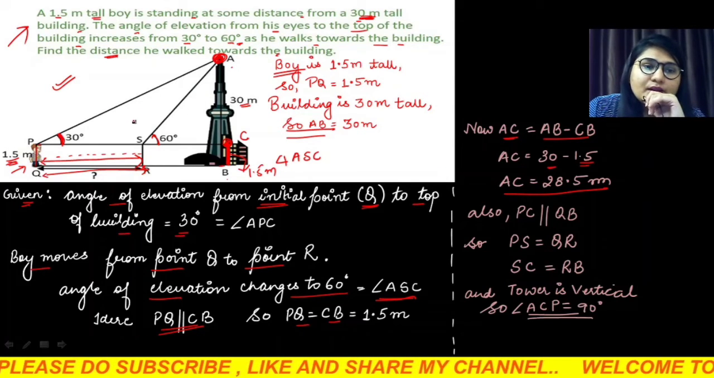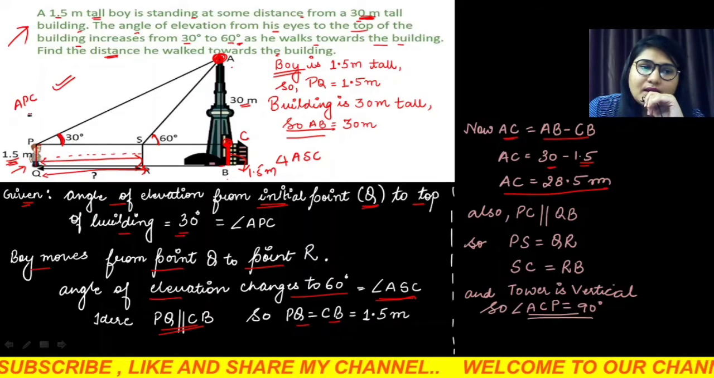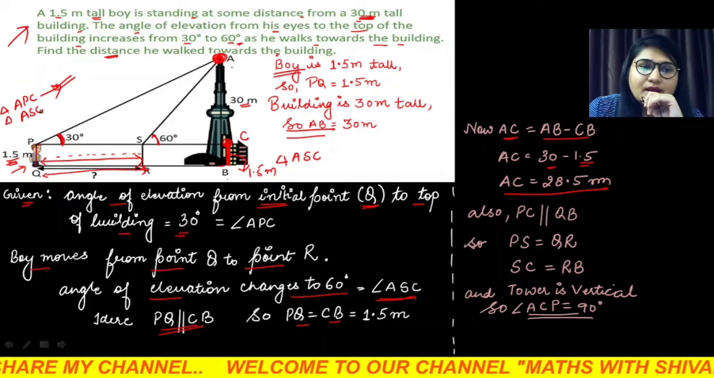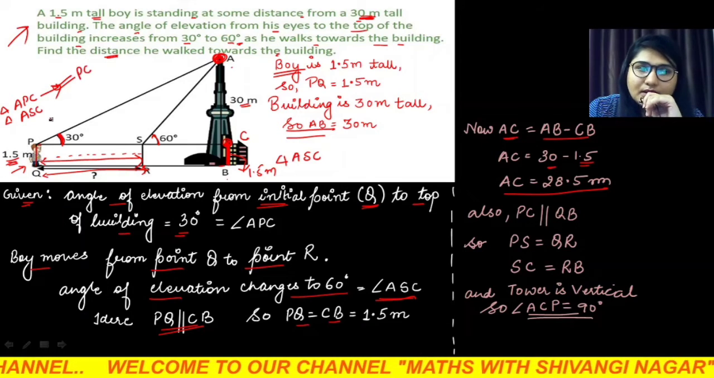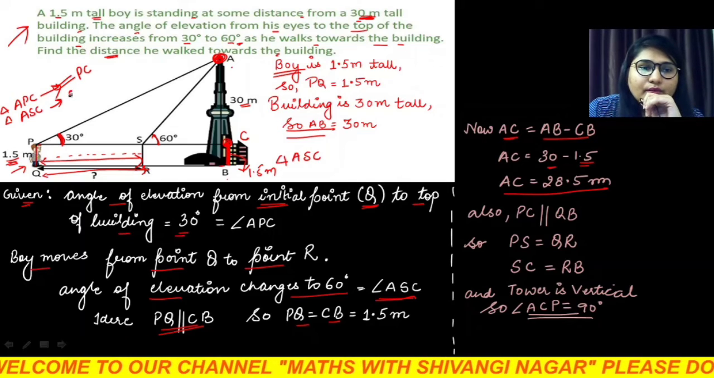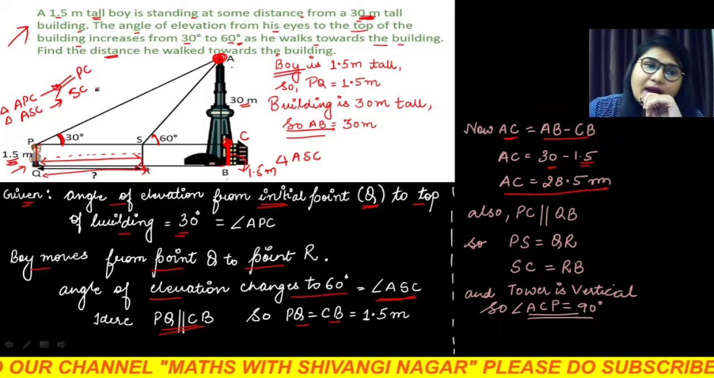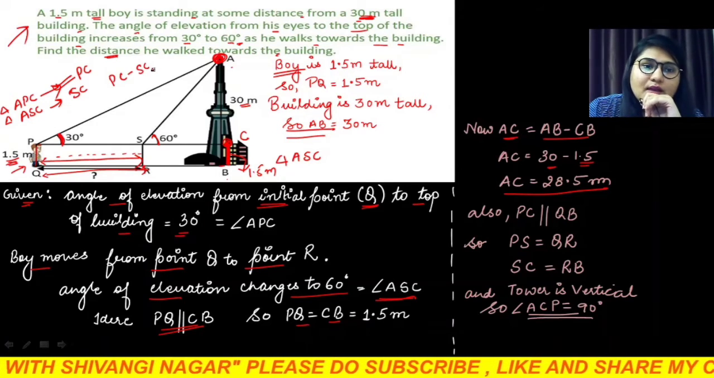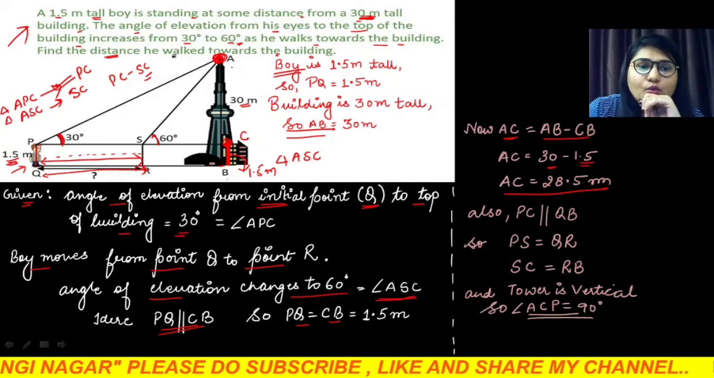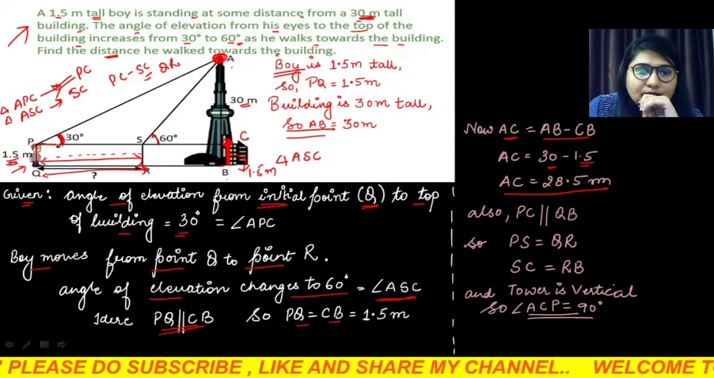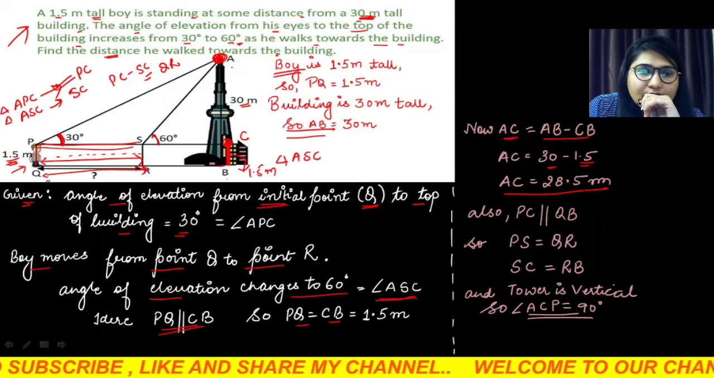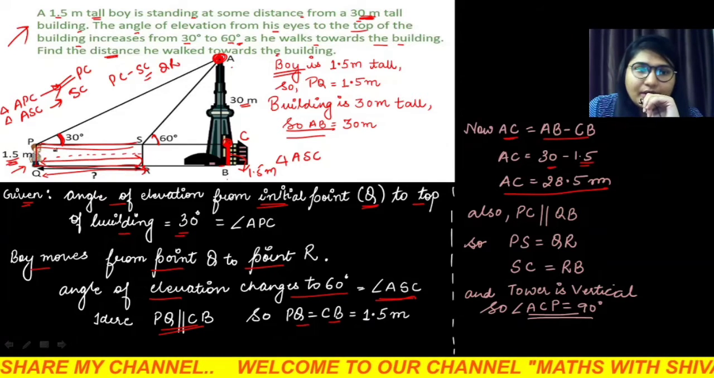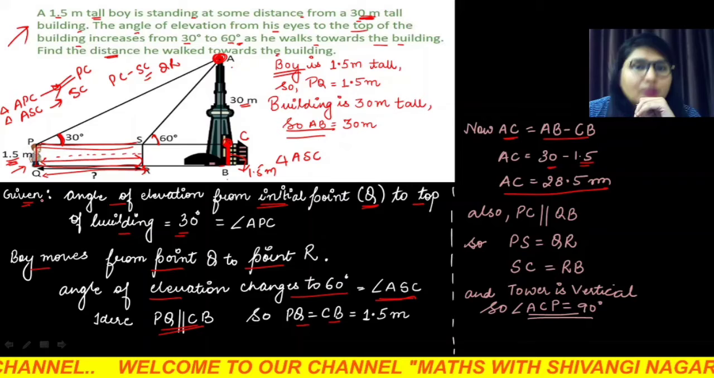Why have we computed this? Because we will consider both triangles APC and ASC. From APC we will find the PC distance, and from ASC we will find the SC distance. When we subtract SC from PC, we will get this QR distance. This PS distance and QR distance are parallel, so they are absolutely equal to each other, right? So in this direction we will solve this question.